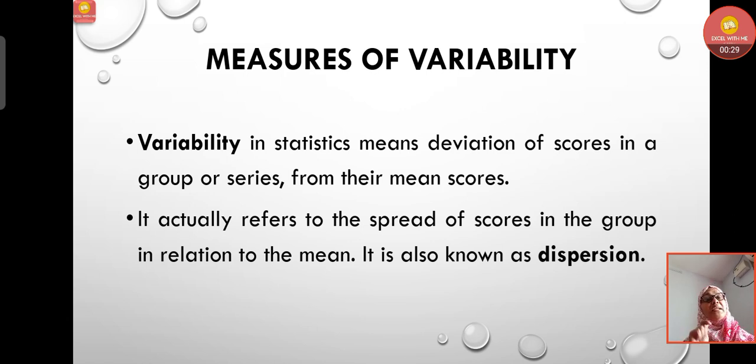First, let's understand what is variability. Variability in statistics means deviation of scores in a group or series from their mean scores. It actually refers to the spread of scores in the group in relation to the mean. It is also known as dispersion.